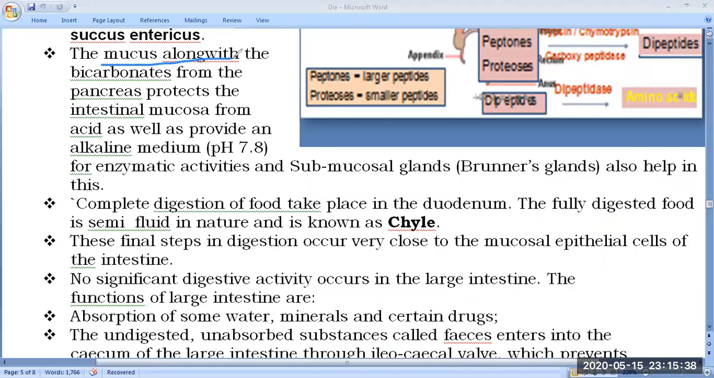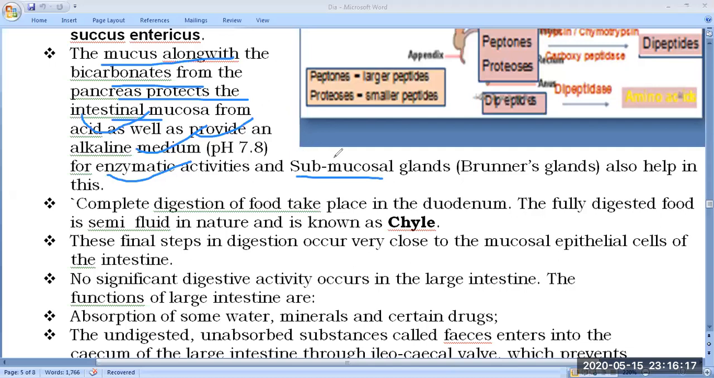The mucus, along with the bicarbonate from the pancreas, protects the intestinal mucosa. This mucus protects the intestinal mucosa from acid as well as provides an alkaline medium, because this mucus secretion generally provides the alkaline medium. It is also important for enzymatic activity, with an alkaline pH of 7.8, because enzymatic activity here favors alkaline pH, but in the stomach enzymes favor low pH.